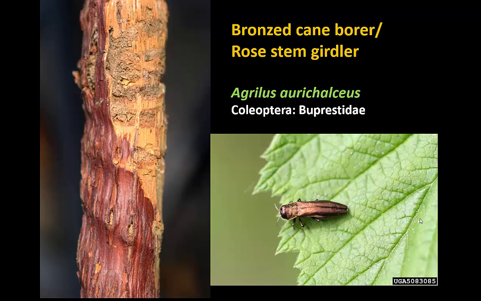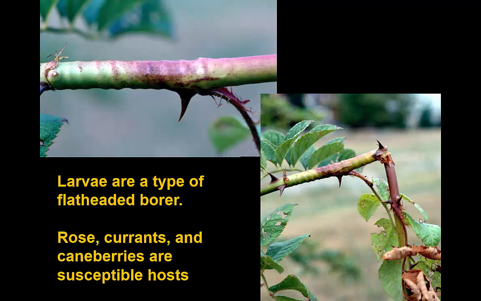Earlier we talked about the bronze cane borer as a kind of insect that is associated with the caneberries, the raspberries, and the like. So that's one of the more common cane borers, but it also goes to some other hosts, including rose and currants. The larvae are going to be a flat-headed borer that will usually make spiraling tunnels underneath the bark, and when it becomes full-grown, or nearly full-grown, it will girdle all the way around, causing a point of weakness that may then cause the cane to break at that point.